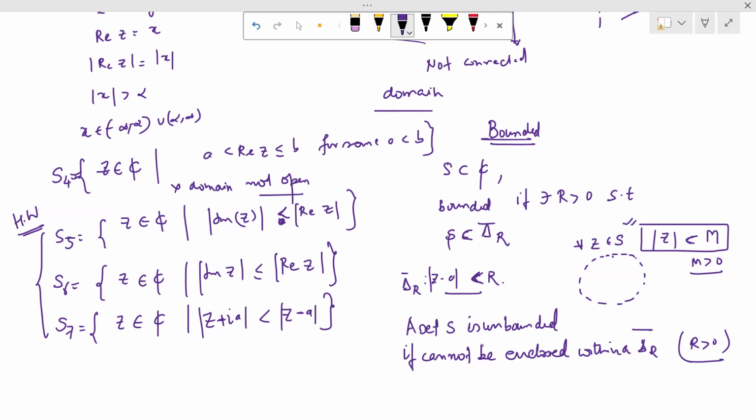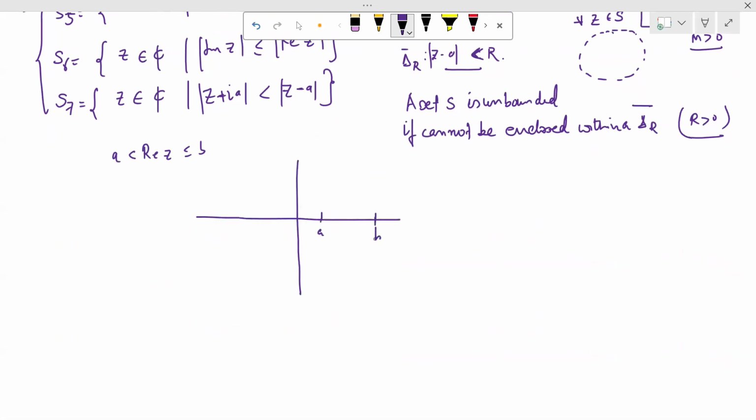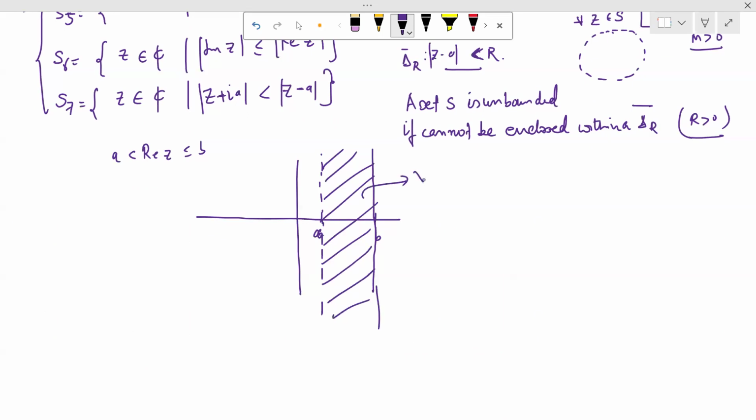Is that fine? Yes, sir. For example, if you want to see, this is an unbounded set. So if the real part of z is less than b and greater than a, what does it mean? It means that x can lie between a and b, including b. But what about the imaginary part? y can take any value from minus infinity to plus infinity. So this will form a vertical strip. Therefore, this is unbounded. Is that clear? Yes, sir.